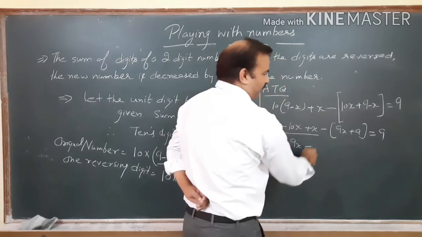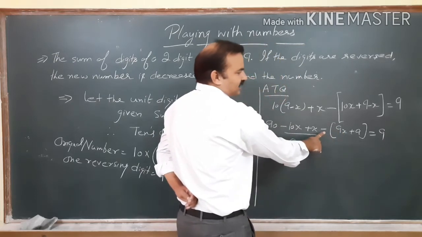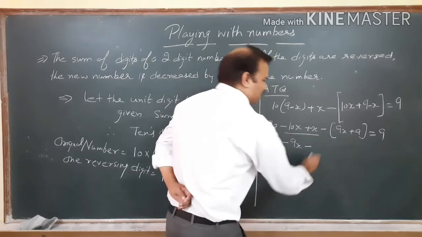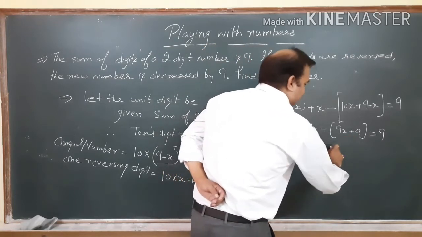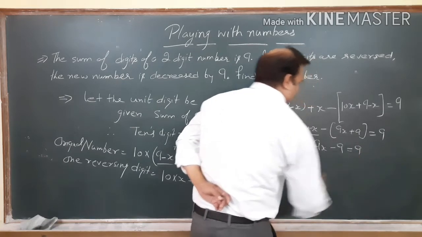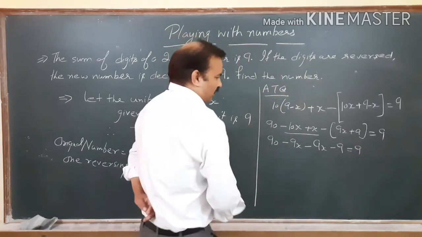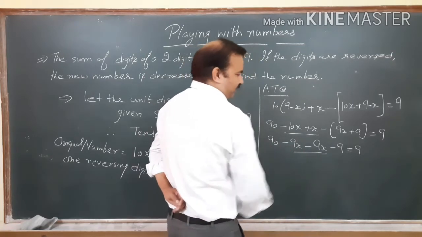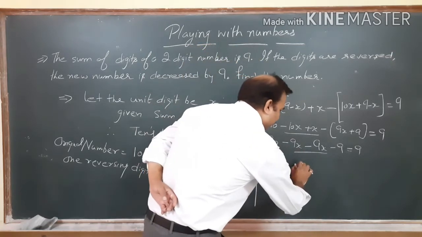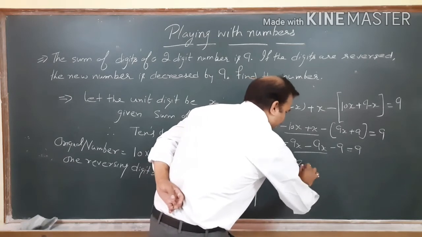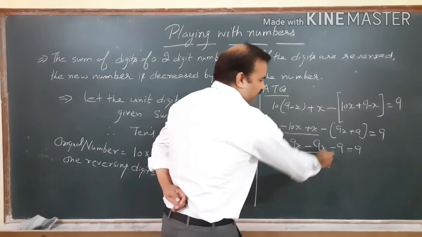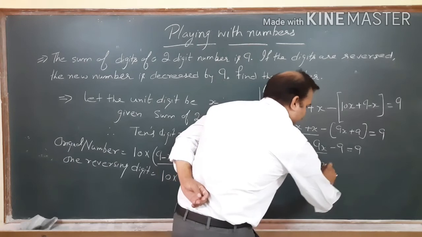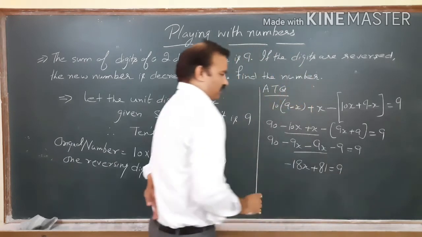Now, I'll remove the bracket. As minus is outside, both the signs will get changed. This will become minus x and this will become minus 9, equal to 9. Now, like terms together: minus x minus 9x will become minus 18x. 90 minus 9 will become plus 81, equal to 9.